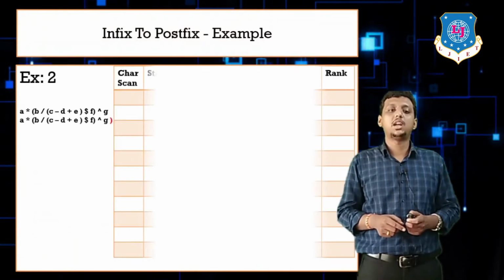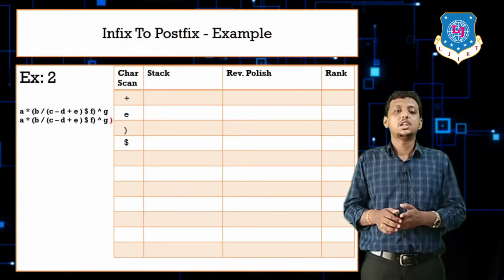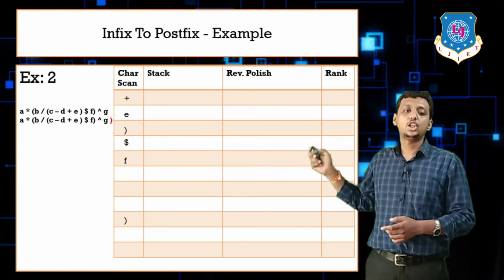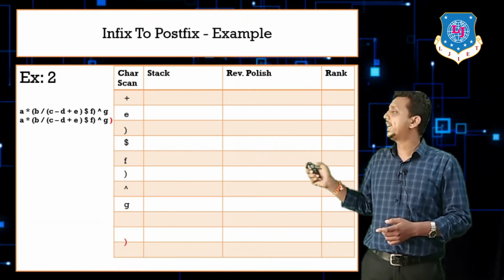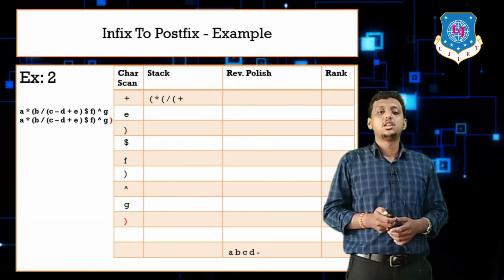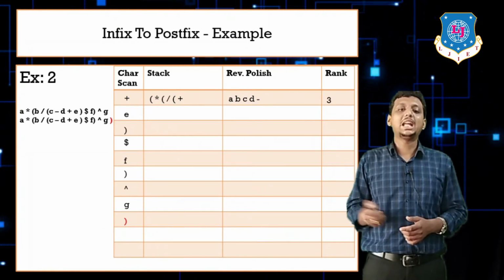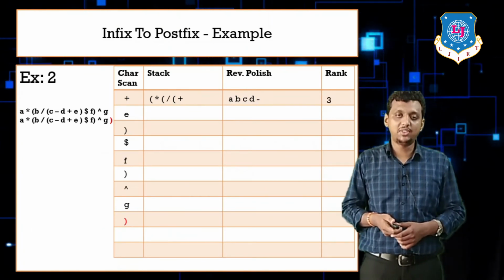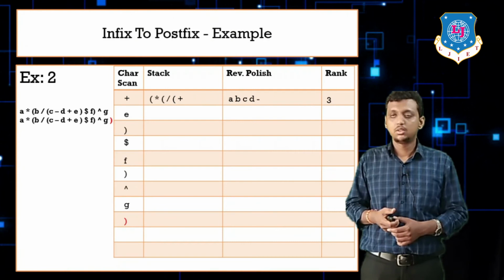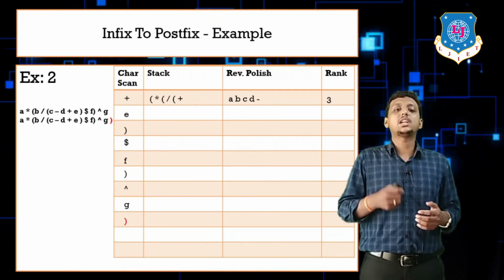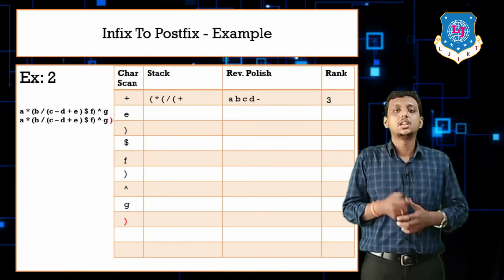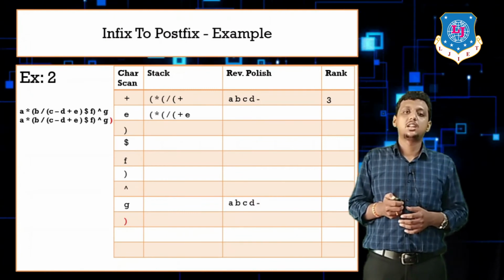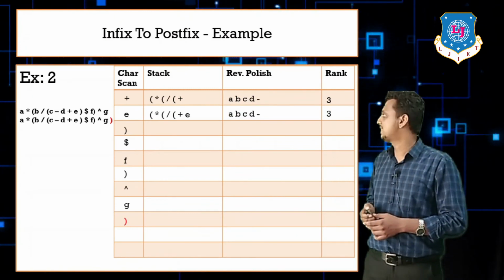Now next what we have, I'm just repeating my last step. Plus E closing dollar F closing caret G and closing. So what happens over here? This is my rank 3. This is what I be left in the last line. Now next what we have? We have E with us. Push E inside the stack. Now reverse polish rank remains as it is.